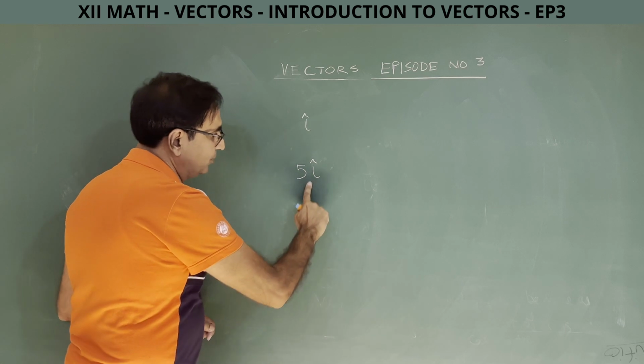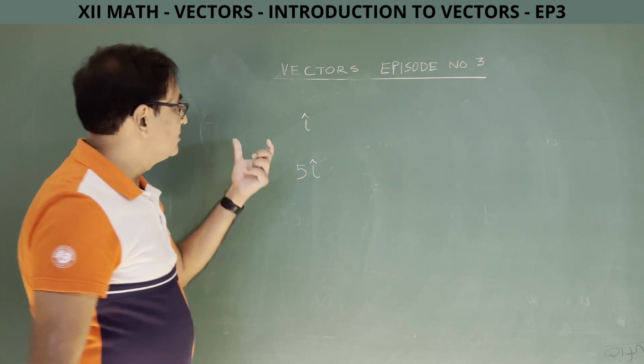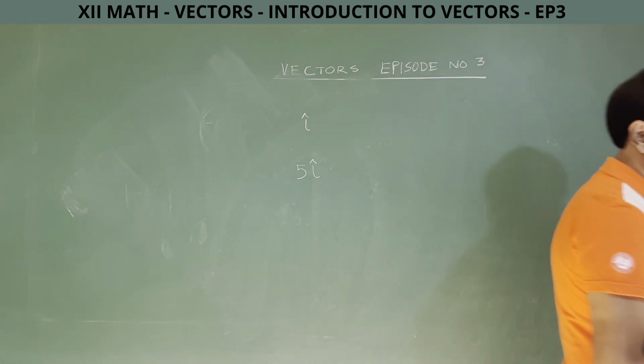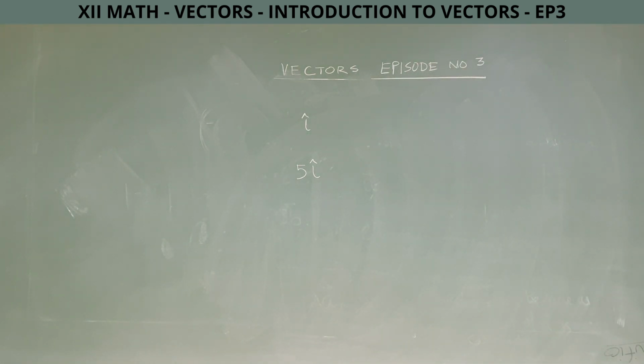Alright, so here I don't put a dot or cross. So what does 5i represent? Is it a scalar or is it a vector? So 5i represents a vector.